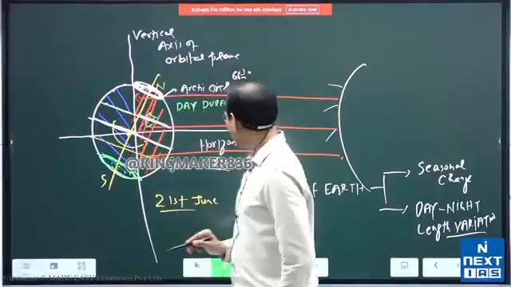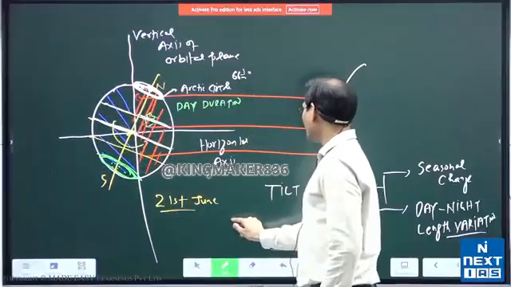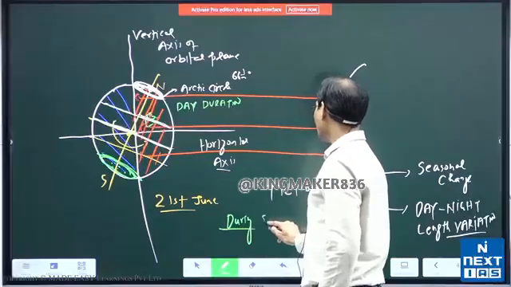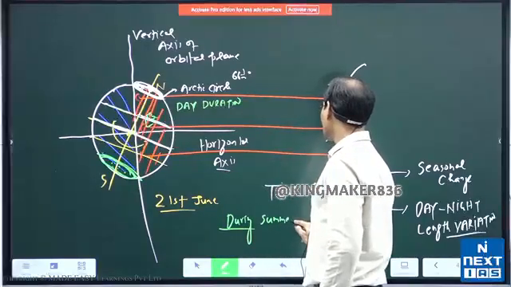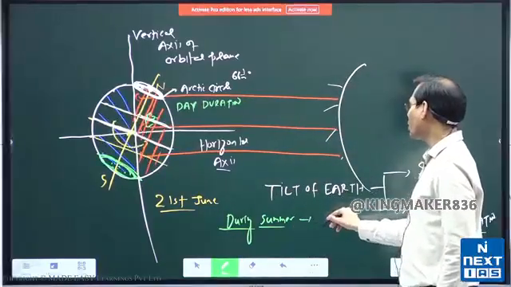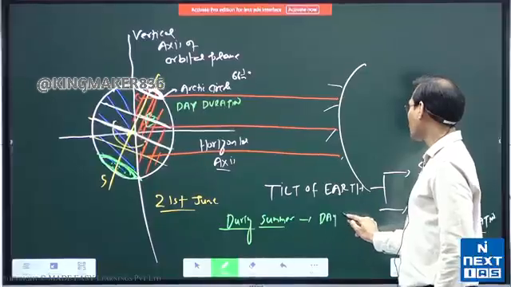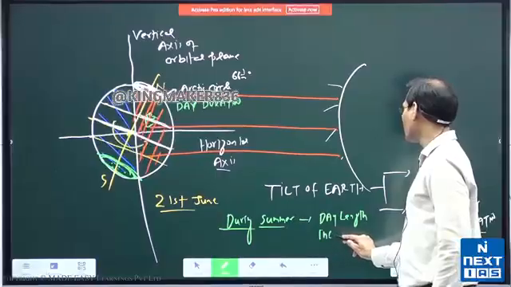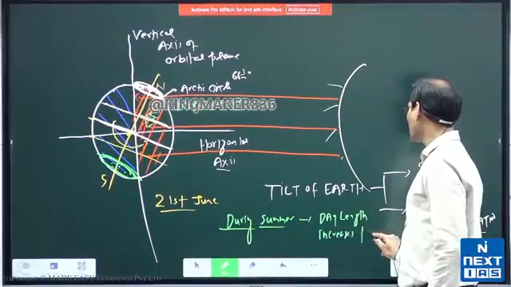So what we can also write down is that during the summer season, or like June time, in which direction is the day length increasing? Day length increases towards the pole.